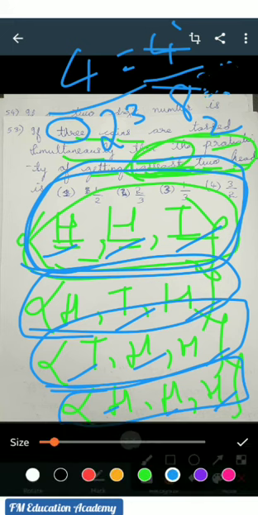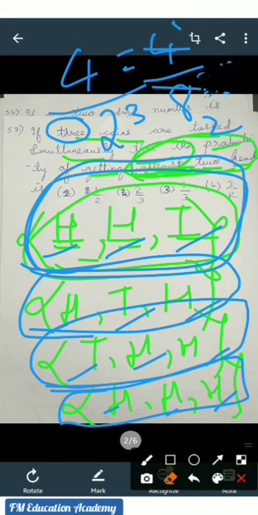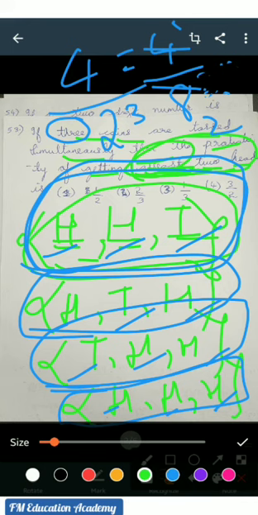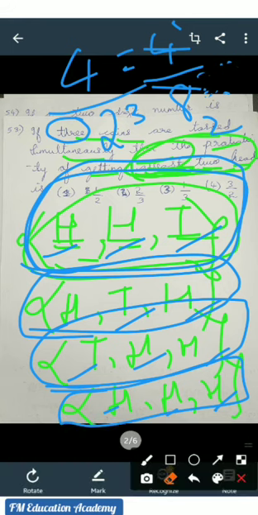What is the value of 4 by 8? 4 by 8 is 1 by 2. So we got the value of probability as 1 by 2.